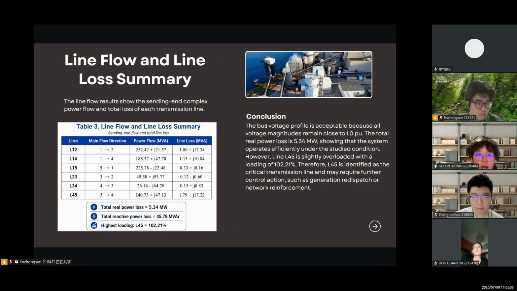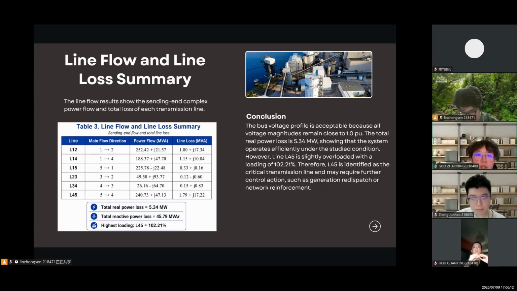So this slide summarizes the result. Overall, the bus voltage profile is acceptable because all voltage magnitudes remain close to 1 per unit. The total real power loss is 5.34 megawatts, which means the system operates efficiently under the studied condition. However, line 45 is slightly overloaded with a loading of 102.21%. Therefore, line 45 is identified as a critical transmission line.